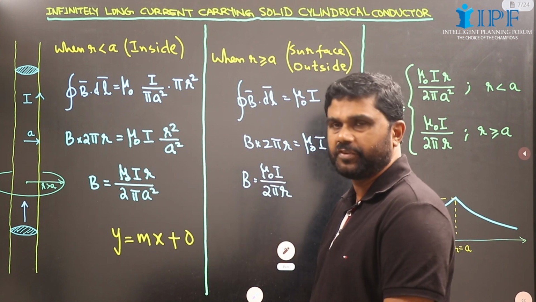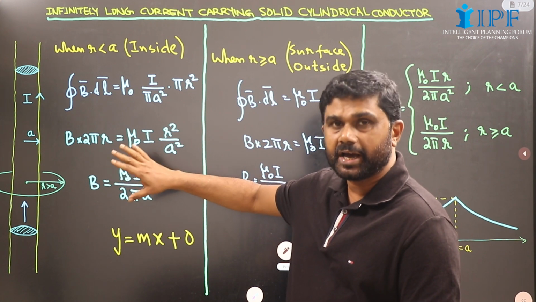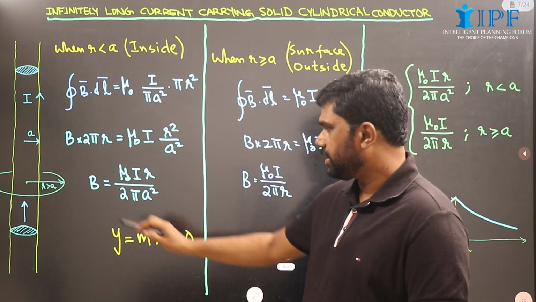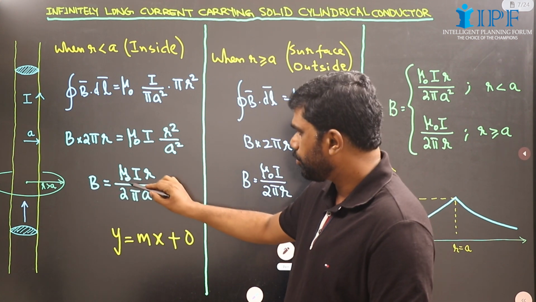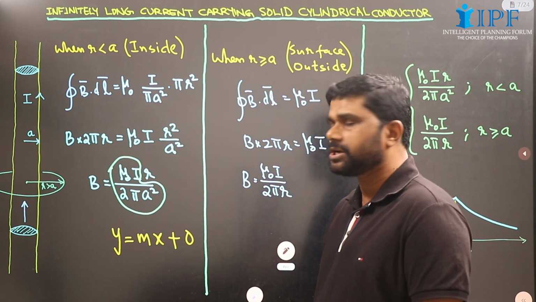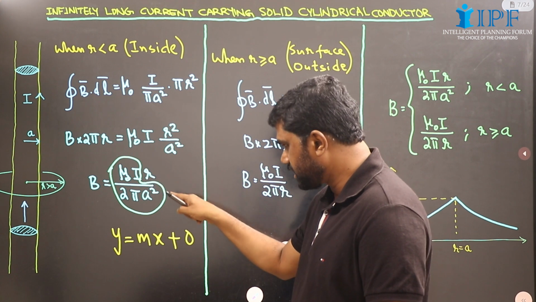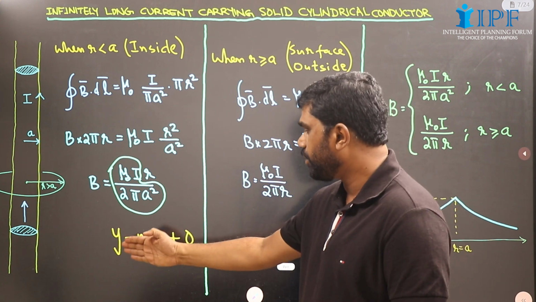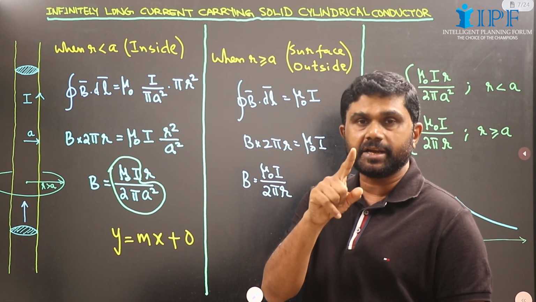So this is the magnetic field, and this expression will be valid only when small r is less than a, inside the conductor. Now if we plot this, capital B is to be plotted along the y-axis, so let us replace it by y. This much is constant. Small r is the quantity to be plotted along the x-axis, so let me represent it by x. If this encircled quantity is represented by a constant, say m, then we will get y equal to mx plus 0. That is the equation of a straight line passing through the origin.